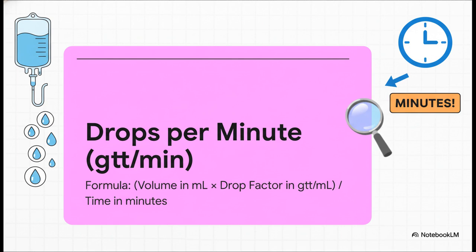The formula is pretty simple. It's the total volume in milliliters multiplied by the tubing's drop factor, and then all of that is divided by the total time. But here's the kicker, and you gotta remember this. The time must be in minutes, not hours. That's a huge one, so burn that into your brain.